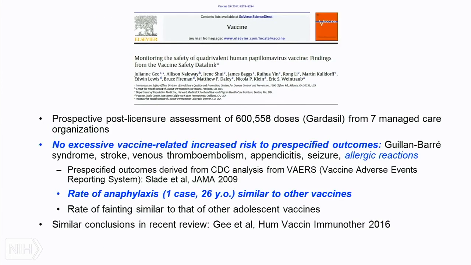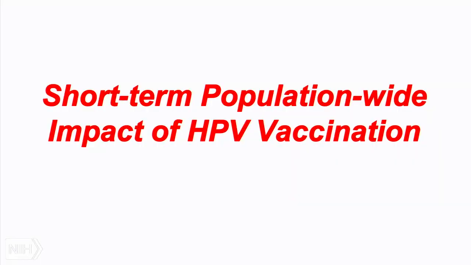What about safety? So there's been a lot of safety testing in the United States and elsewhere, and there's really no excessive vaccine-related increased risk to pre-specified outcomes. The rate of anaphylaxis in the first 600,000 doses that were monitored in the U.S. was 1 case, similar to other vaccines. For those of you interested in reading more about the safety studies, I strongly recommend this article by Julianne Gee et al. published in 2016. It's an excellent compendium.